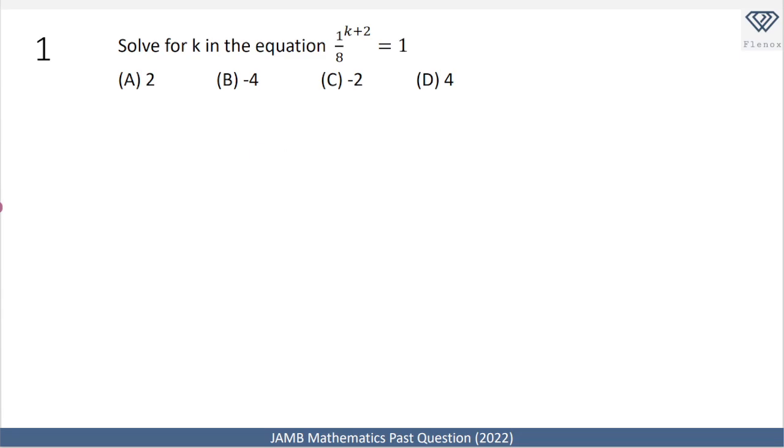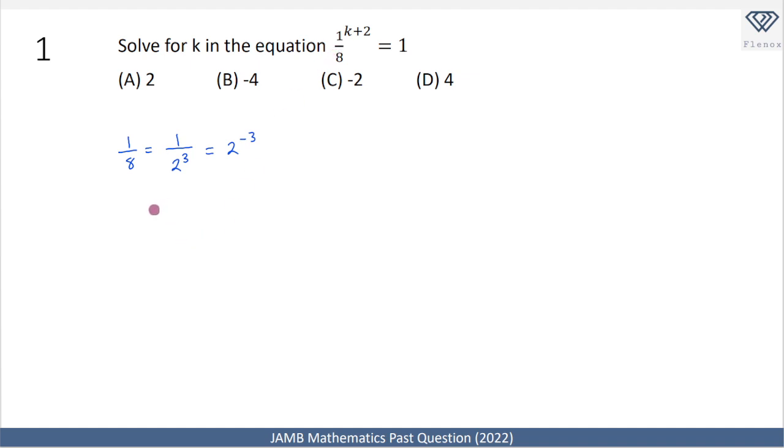So in the first question, we were told to solve for k in the equation 1 over 8 raised to the power k plus 2 is equals to 1. Now this is a classic indices question, and what we want to do is to rewrite this in form of indices. Now to get started, if you recall, you know that 1 over 8 can be written also as 1 over 2 raised to the power of 3, right? Now 1 over 2 to the power of 3 is simply as writing 2 raised to the power minus 3. Now we can substitute this into the original equation.